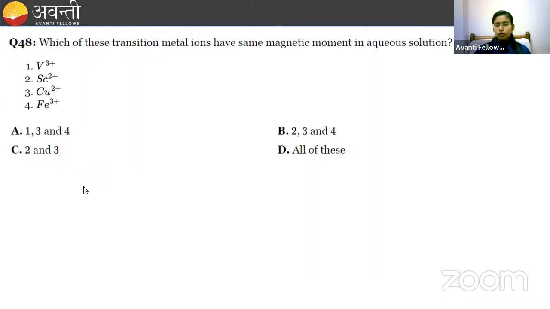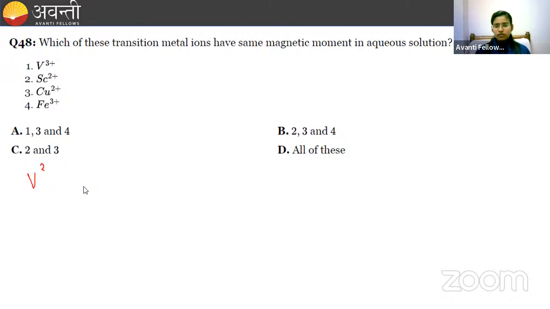Now coming to question number 48. Which of these transition metal ions have the same magnetic moment in aqueous solution? So to find out the magnetic moment, we need to find out the number of unpaired electrons, right? So to find out the number of unpaired electrons, we need the electronic configuration for these ions. So let me go for the electronic configuration first.